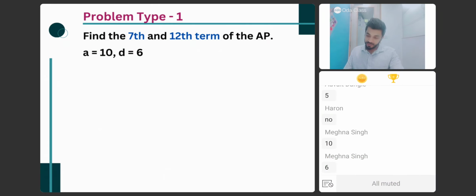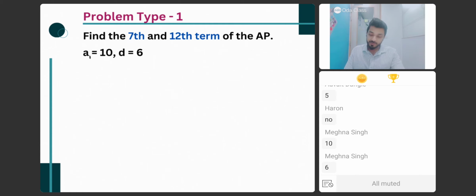Okay. Let's do one more question. Find the seventh and 12th term of the arithmetic progression in which the first term, let me write it down as A1, is 10 and D, the common difference, is 6.